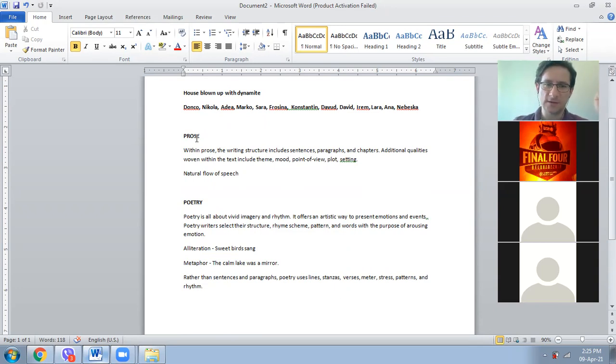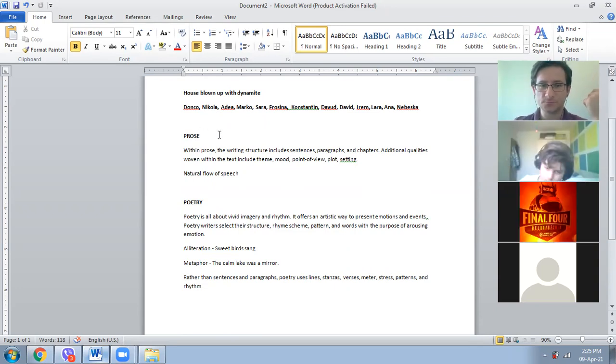As stated over here, with prose, the writing structure includes sentences, paragraphs, and chapters. And what's unique about prose, about a story, is the quality that within the text there is a theme, mood, point of view, plot, setting, and characters. How do I connect this to the house being disassembled brick by brick?